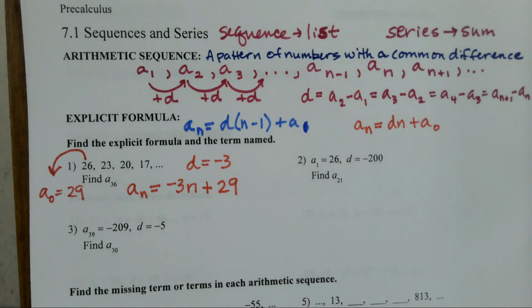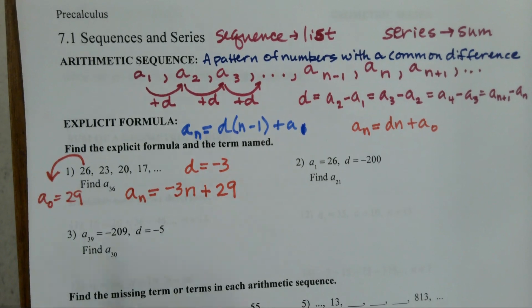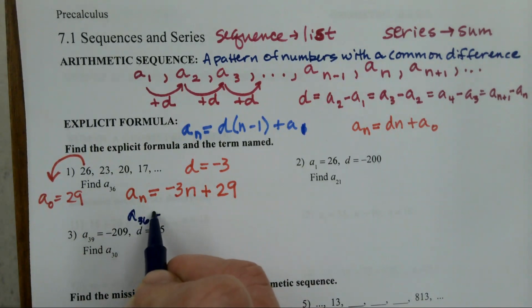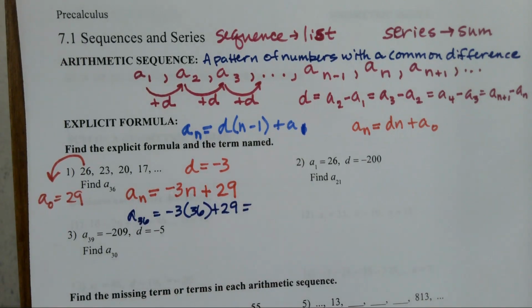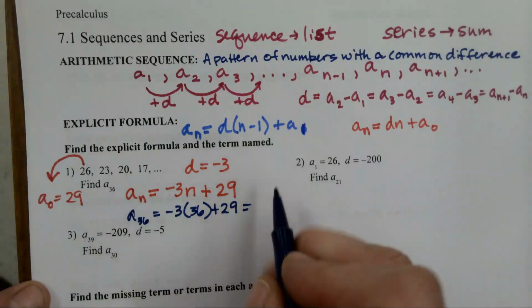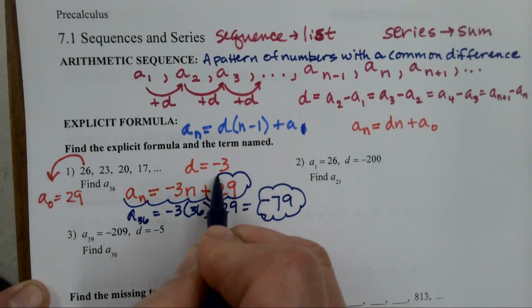This is my simplified explicit formula. And so this formula can be used to find any term number I want. I could find the 50th term, I could find the 100th term, but this time they said, why don't you go ahead and find the 36th term? So a sub 36 is negative 3 times 36 plus 29. I just have to plug that in my calculator. Negative 108 plus 29. So that would be negative 79. And that is part of my answer, and this is the other part of my answer.